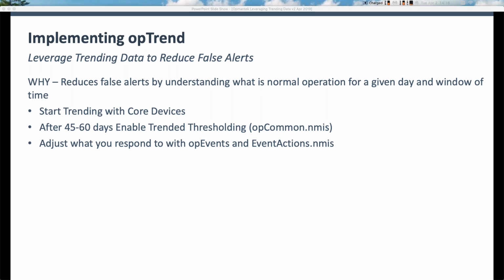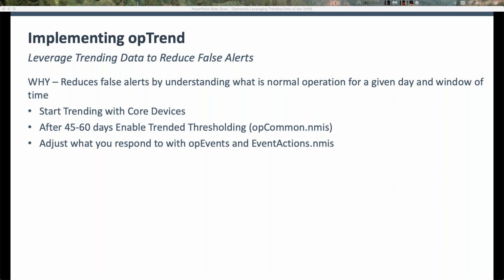Our recommendation is you start trending with your core devices. You really pay attention to those core devices and understand the data that opTrend is getting to you. As you get to 45 or 60 days, about two months' worth of data, then you can enable trending thresholding. Again, you would do that through opcommon.nms. You can actually turn on event creation at that point.